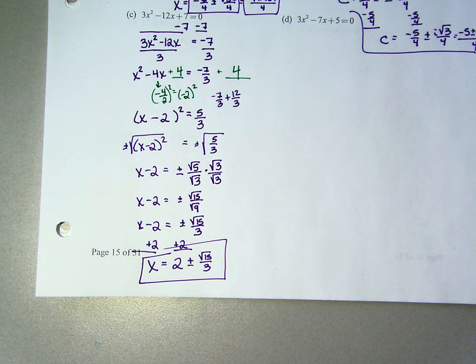A half times what? Because normally, like yesterday, the rule was always divide that middle number by 2 and then square it. I don't like dividing a fraction by 2, so I'm just going to multiply that fraction that was in the middle by a half and then square that thing, because multiplying by a half is the same as dividing by 2.